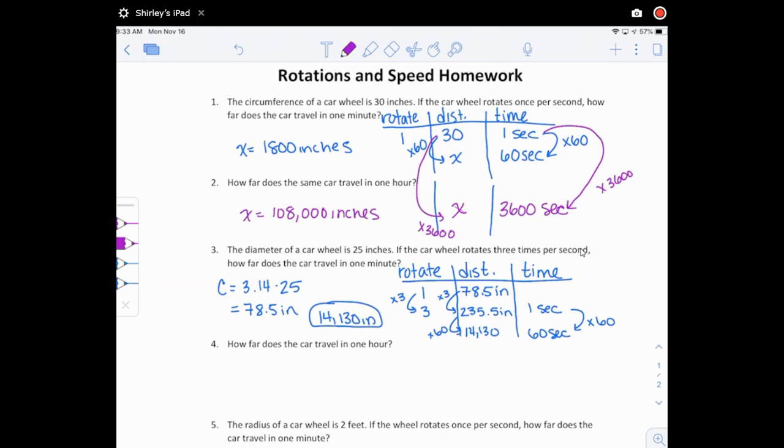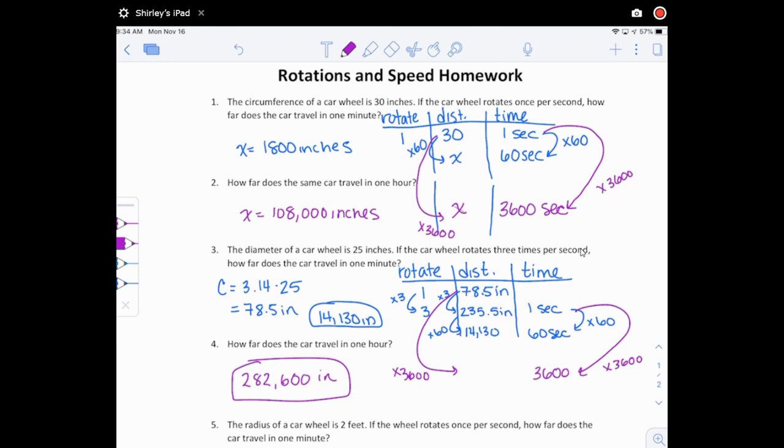How far does it travel in 1 hour? Again, we're going to go through that same thing. 60 seconds in a minute. So if I'm in seconds, I have 3,600 seconds here times 3,600. So then if I multiply by the same thing here, times 3,600, 78.5 times 3,600 gives me 282,600 inches. A little different than what we did in class, because the ones in class asked us how many miles per hour. This one isn't doing that. This is just saying how far does it travel in 1 hour, so I don't have to worry about scaling that back down.